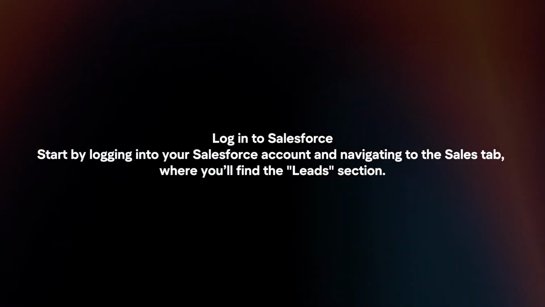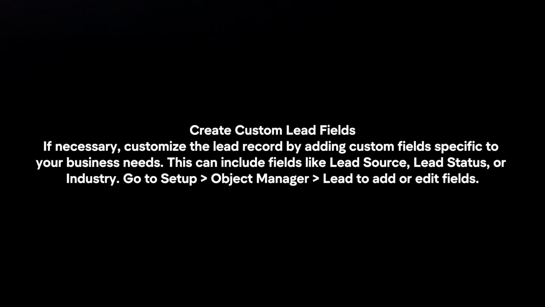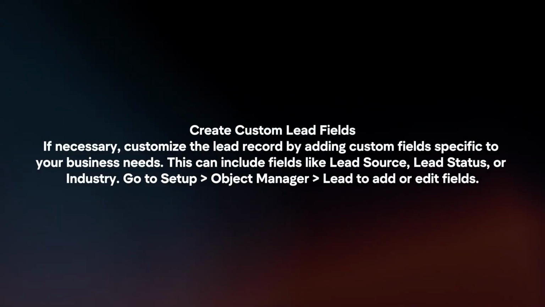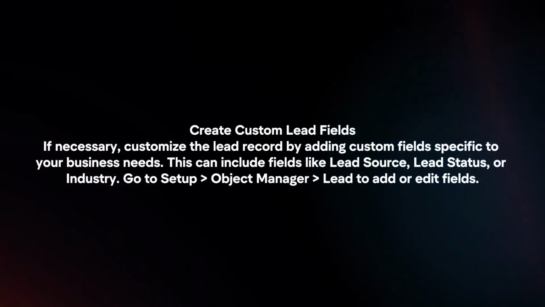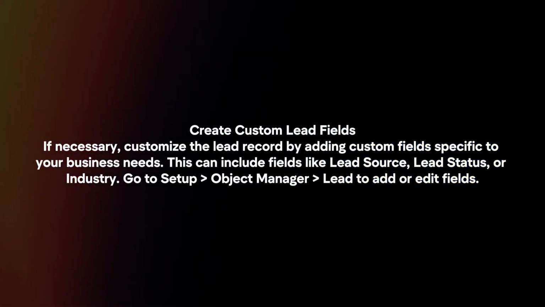Start by logging into your Salesforce account and navigating to the Sales tab, where you will find the Leads section. Create custom lead fields. If necessary, customize the lead record by adding custom fields specific to your business needs. This can include fields like lead source, lead status, or industry. Go to Setup, Object Manager, Lead to add or edit fields.